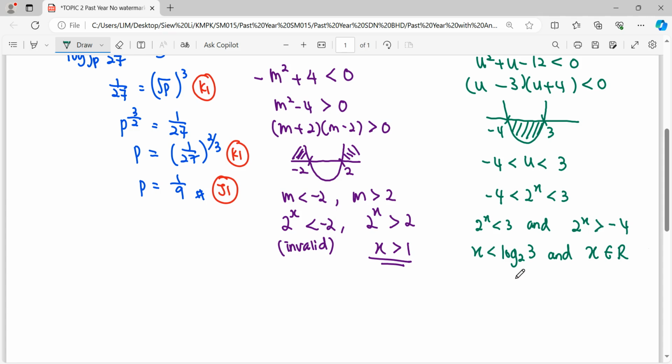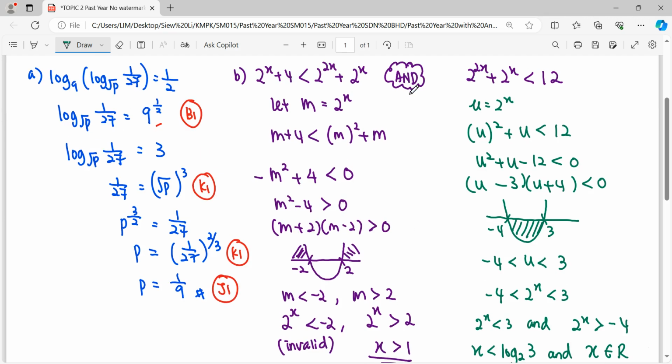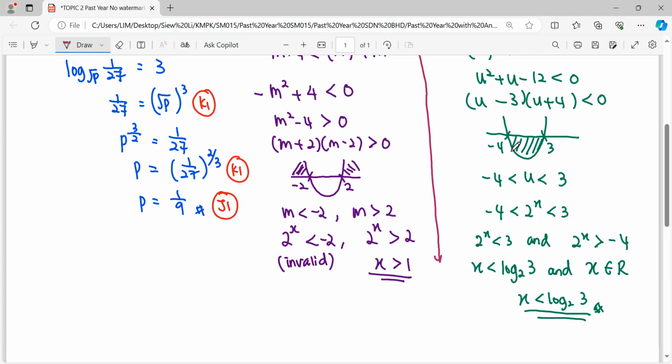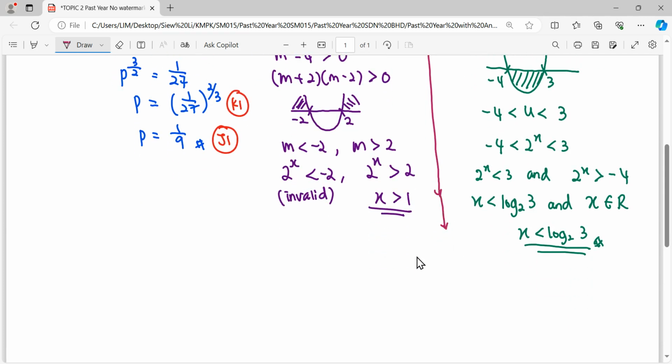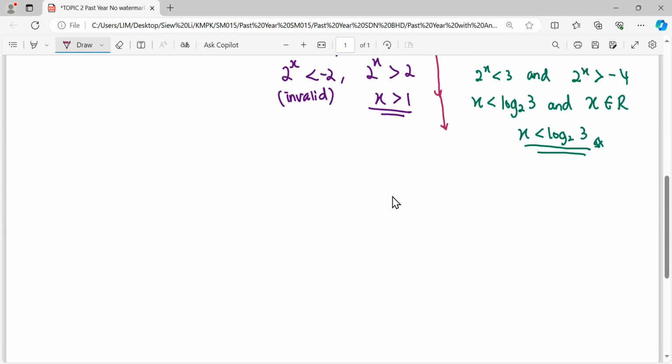So come back to here. x will be any real number, we can accept any number. But for this, we can accept x less than log 2 of 3. So therefore, for this side, x less than log 2 of 3. So from the left hand side and right hand side we solve, then we have to combine back our answer. It means we need to combine the two side answers. So how to combine these two side answers?